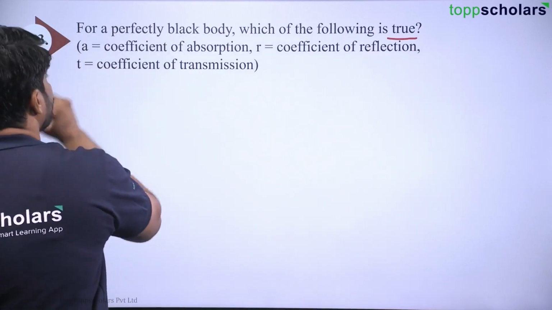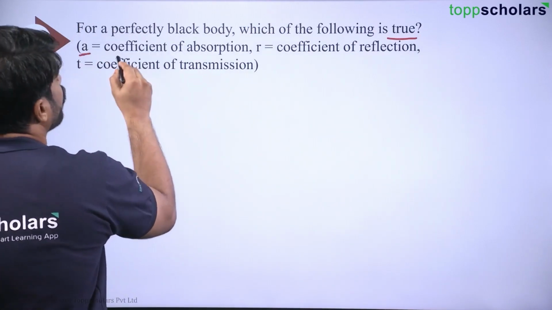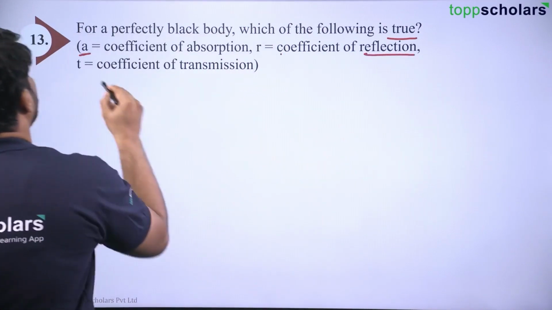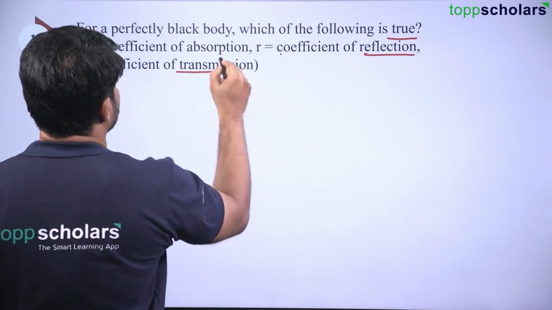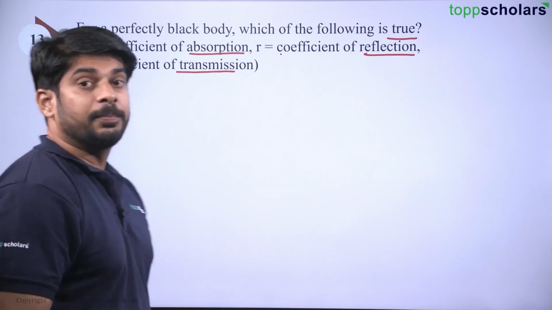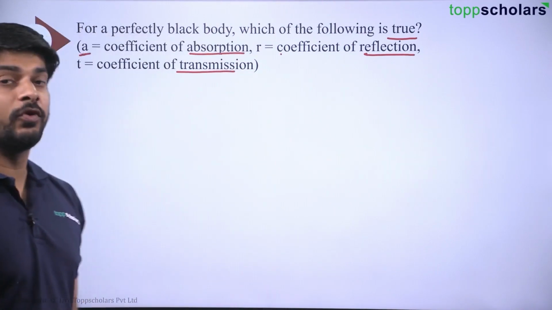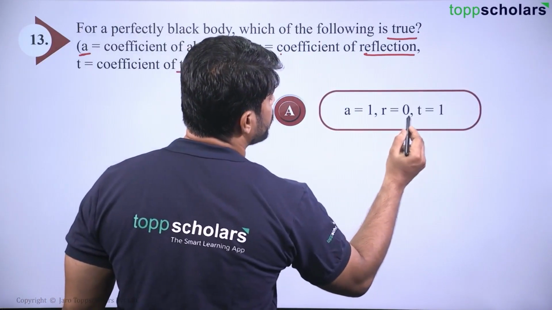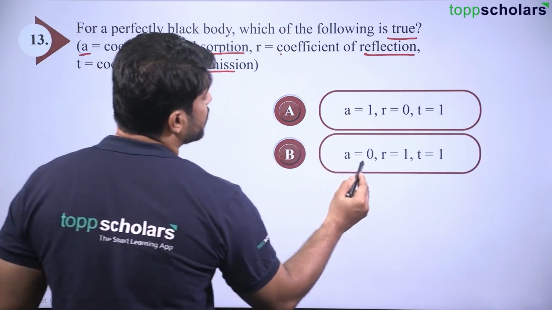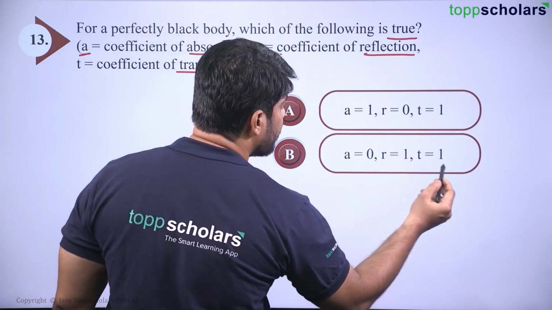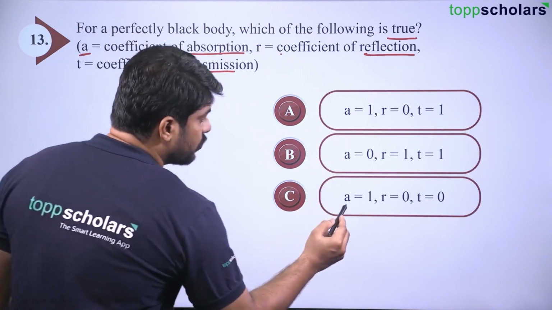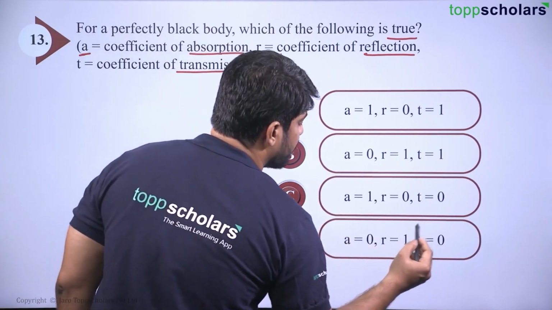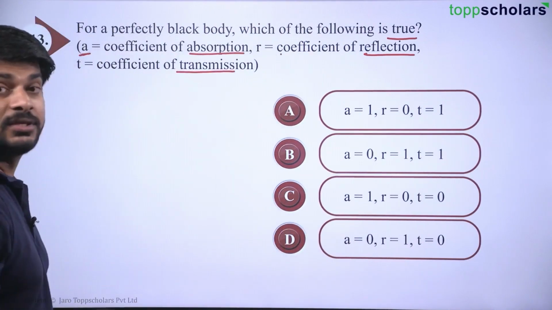Okay, first of all, a few things are given. Small a is the coefficient of absorption, small r is the coefficient of reflection, and small t is the coefficient of transmission, isn't it? So, for a perfectly black body, which of the following is true? Options are: a is equal to 1, r is 0, t is equal to 1. Then a is equal to 0, r is equal to 1, t is equal to 1. A is equal to 1, r is 0, t is 0. And then a is 0, r is 1, t is 0. So, which of these is true?